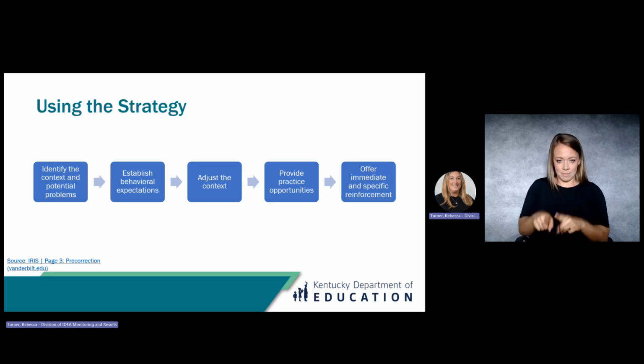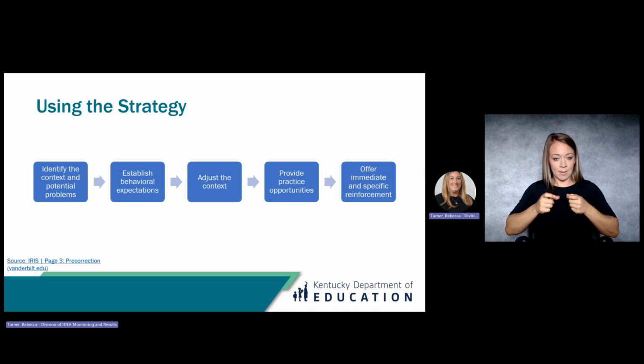Fourth, once you've adjusted the context to decide on a strategy, provide practice opportunities. Model, role play, and practice to set up students for success. Finally, offer immediate and specific reinforcement. When a student stays regulated using noise-canceling headphones, give behavior-specific praise. For a student that keeps hands to themselves when lining up, immediately give positive feedback.